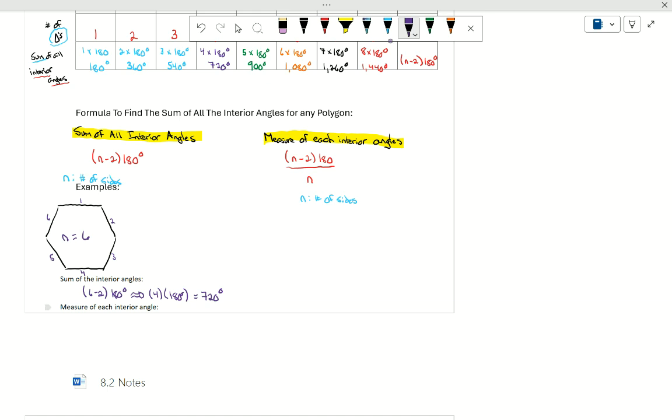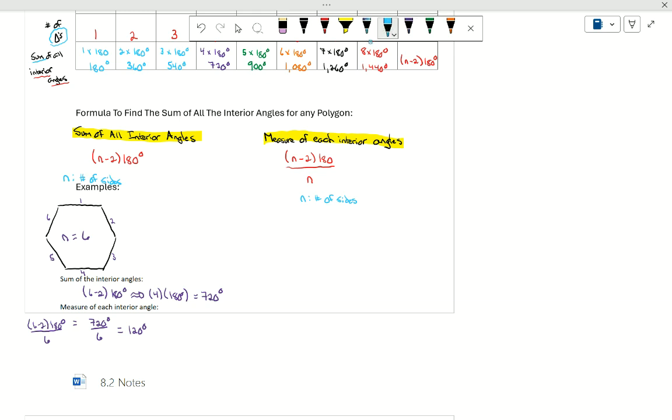Now, to find the measure of each interior angle, I take that 720 degrees, which I just got. And how did I get that 720 degrees? I went 6 minus 2 times 180 degrees. But now I'm going to divide that by 6. Why am I dividing by 6? Because the formula to find the measure of each interior angle is n minus 2 times 180 divided by n. N is the number of sides, 6. That's 120 degrees. So each angle is 120 degrees.